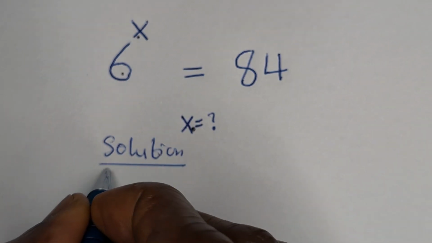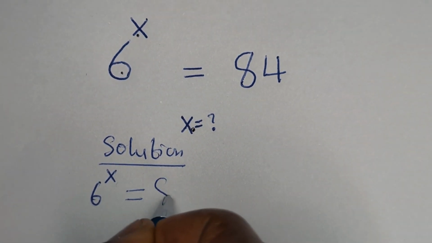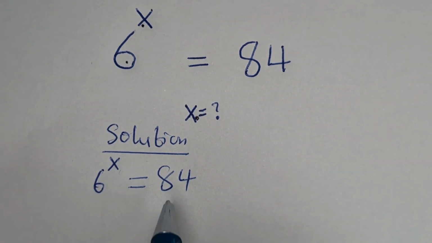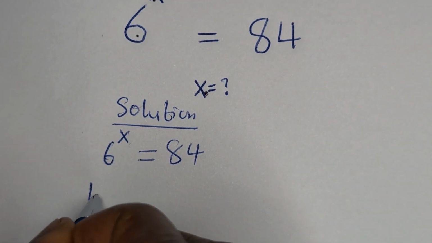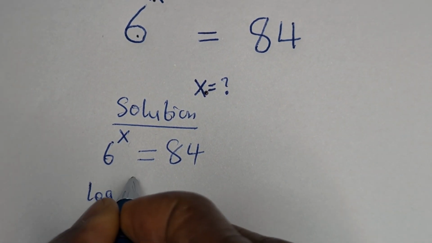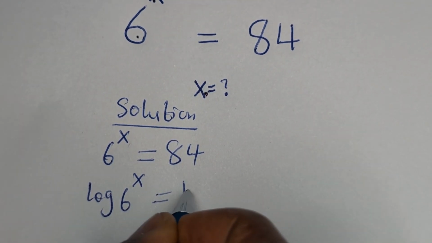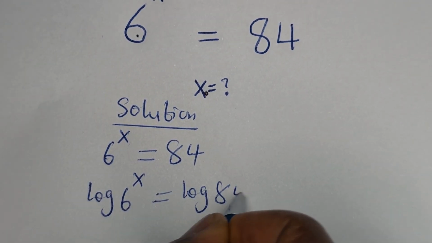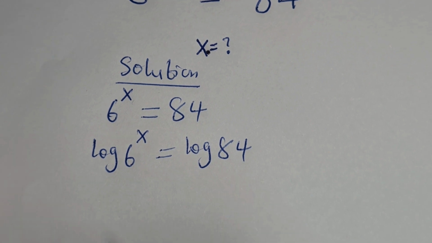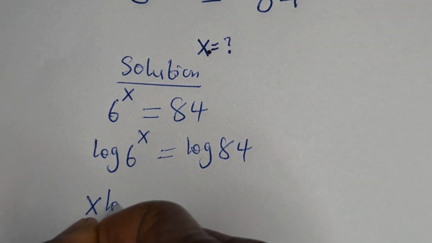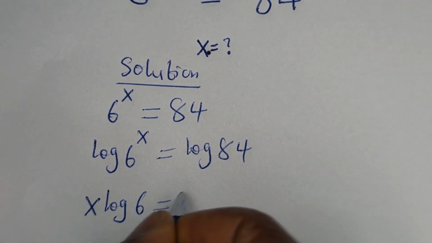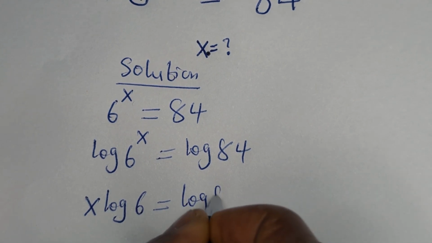Six raised to power x is equal to 84. Let us take the log on both sides. Log 6 raised to power x is equal to log 84. x log 6 is equal to log 84.